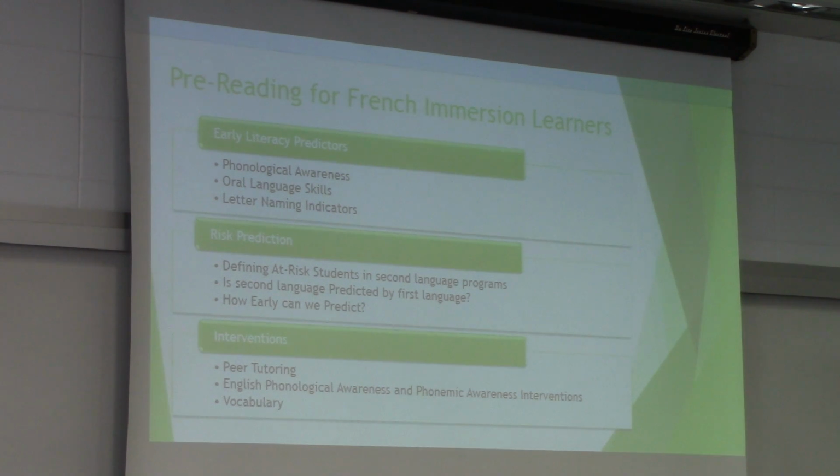When I looked at early literacy predictors, we're talking phonological awareness, oral language skills, and letter naming indicators. Risk prediction, we talked about the at-risk students, and that could be dependent on SES, vocabulary, second language, how the second language can be predicted by first language, and how early can we identify these kids and help them and target the interventions. And then I went into the interventions, the peer tutoring programs, English phonological awareness and phonemic and vocabulary.